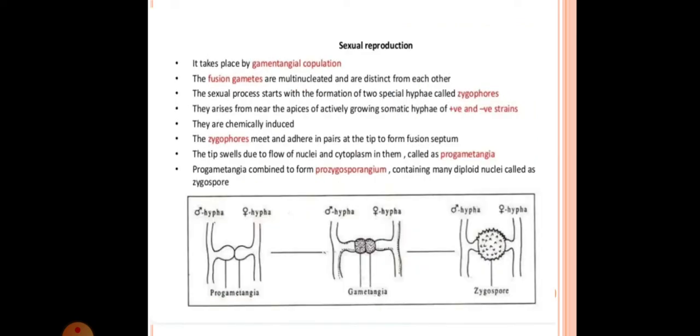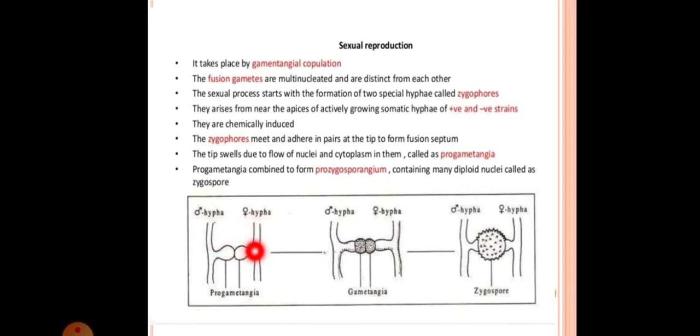Next, sexual reproduction. Sexual reproduction takes place by gametangial copulation. The fusing gametangia are multinucleated and are distinct from each other. Here you can see the positive hypha and negative hypha, or we can say the male and female hypha. Fusion of two gametangia takes place, and these are multinucleated and different from each other. The sexual process starts with the formation of two special structures, which lead to the zygospore.